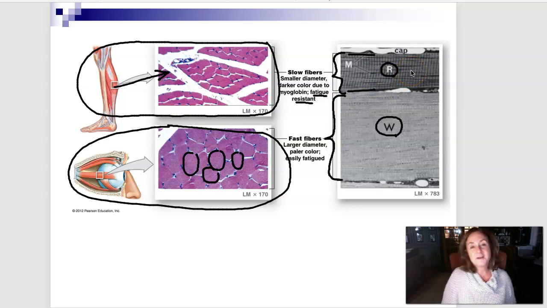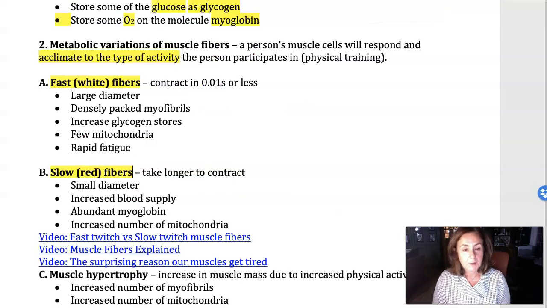And so any given muscle of ours will have both types of fibers. They'll have red and white fibers. It's just that when you look at a muscle, depending on your activity, you can train it to be predominantly one type or another. So that's what this is about.